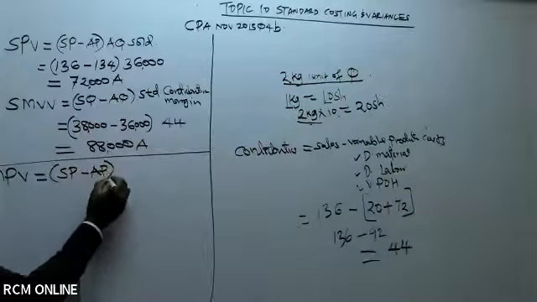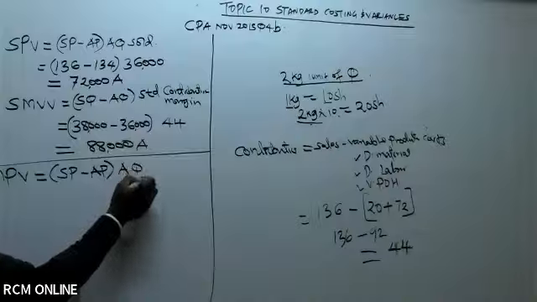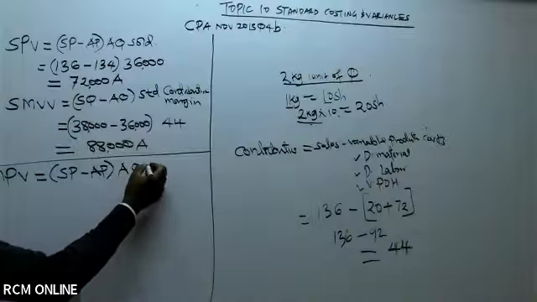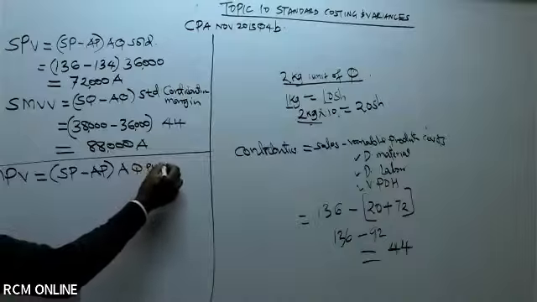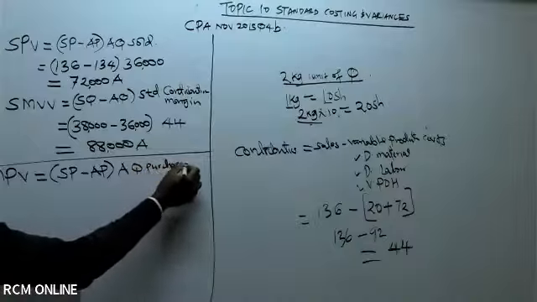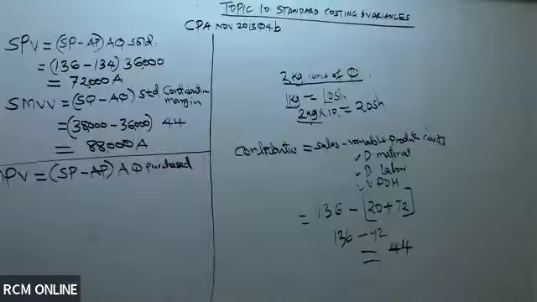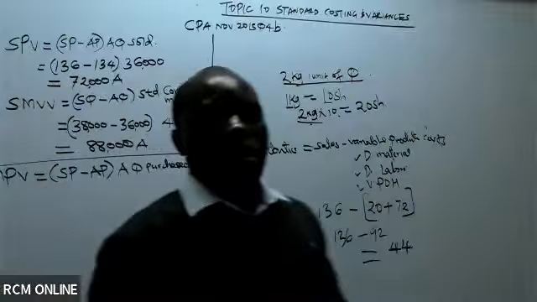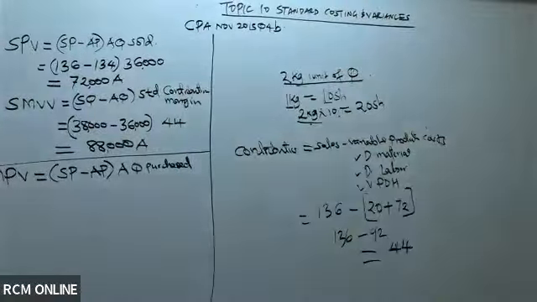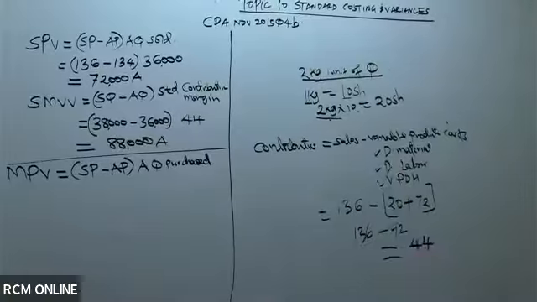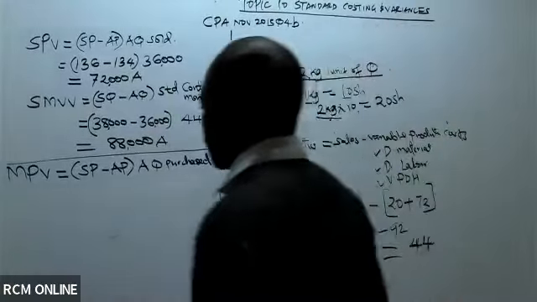We are comparing the prices. Then you multiply by actual quantity purchased. Actual quantity purchased. Material price variance. Good.